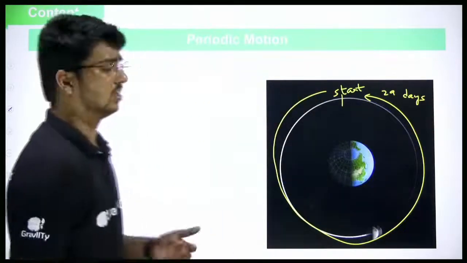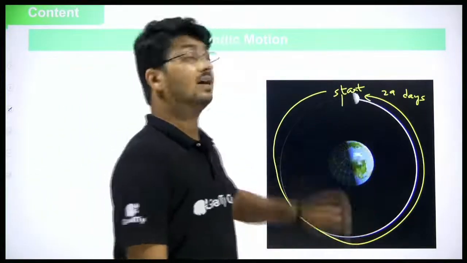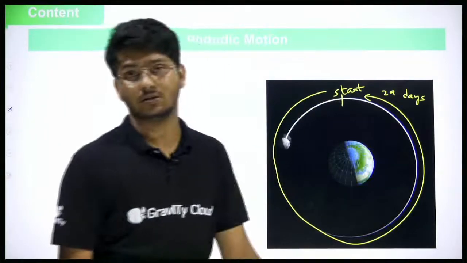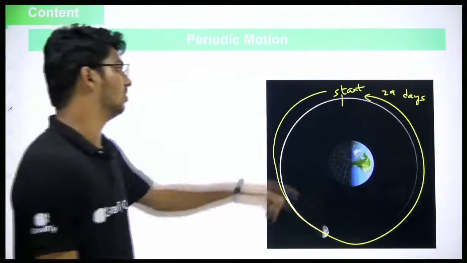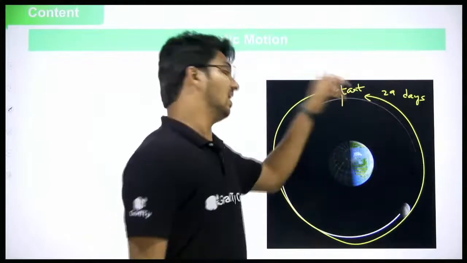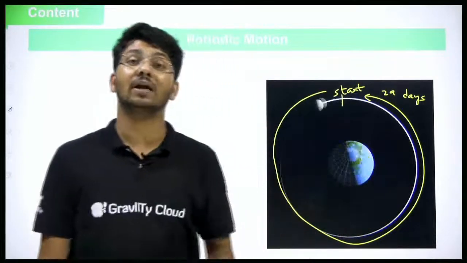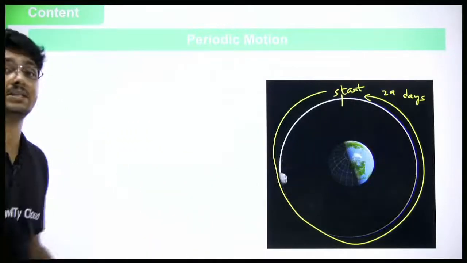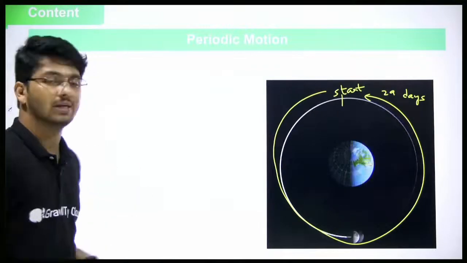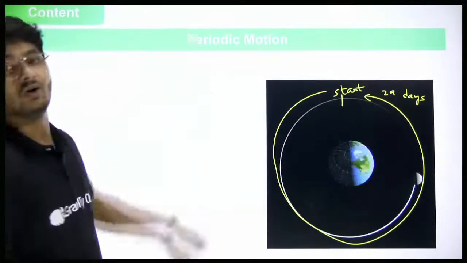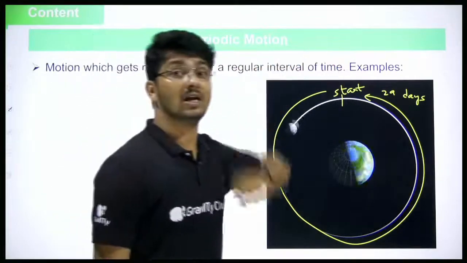So if I just take 29 days, the moon is regularly revolving around the earth. That motion is repeating, yes or no? It completes one circle, then it will again repeat, again repeat. So it is repetitive. Whenever any motion is repeated, we call it periodic motion: motion which gets repeated after a regular interval of time.